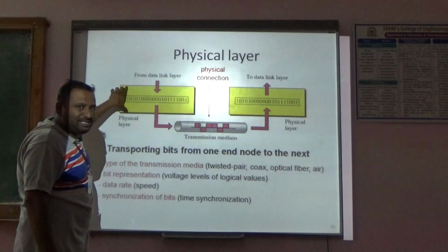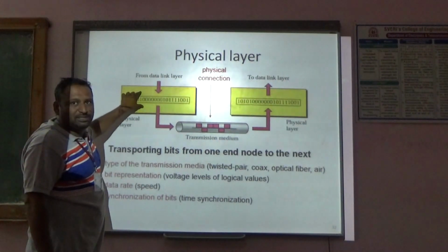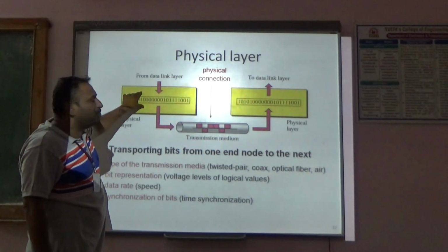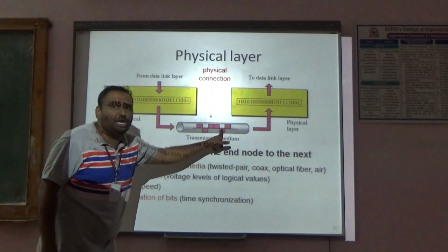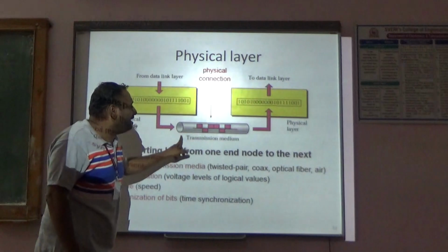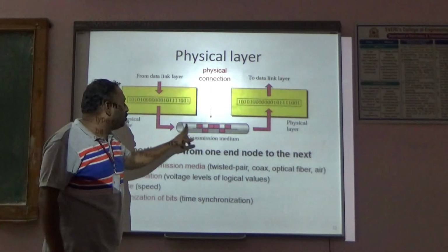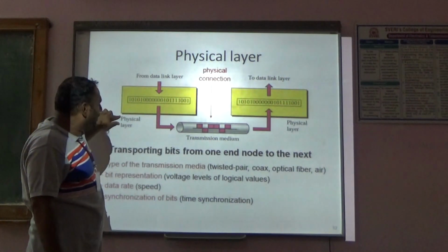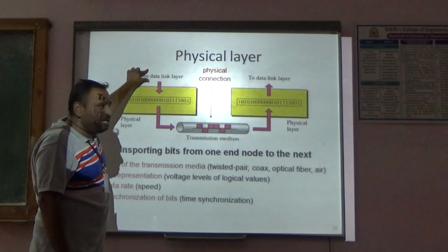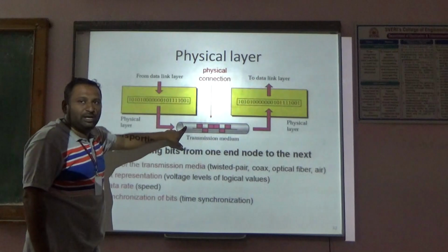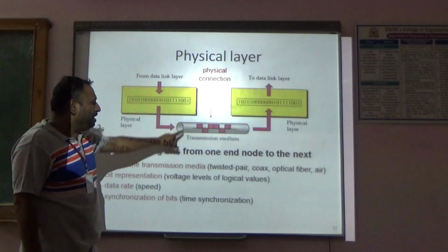The physical layer is here, where the data bits or data streams are available in the form of zeros and ones, and those zeros and ones need to be transmitted or sent over a transmitting medium. So what is done here? The physical layer accepts data from the data link layer and transmits it over a physical medium.